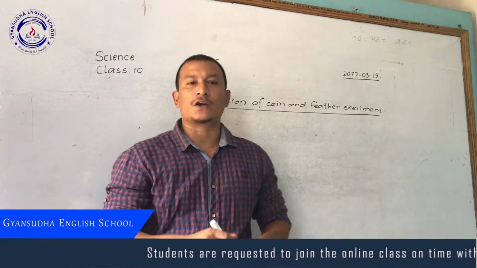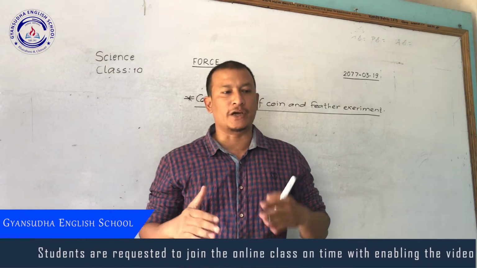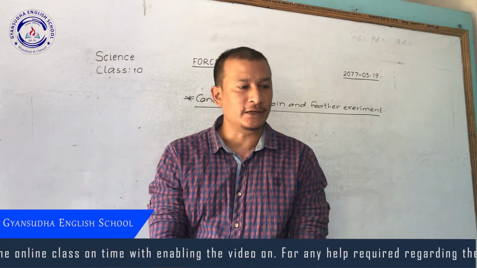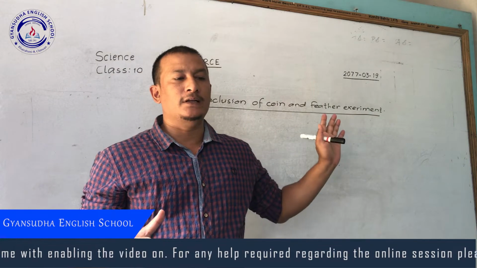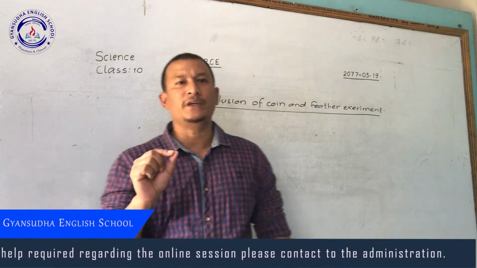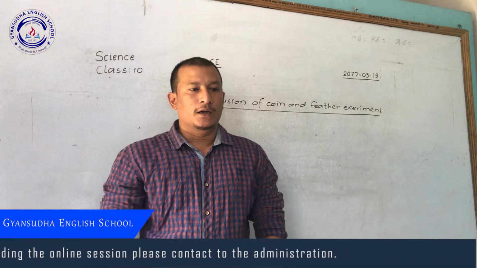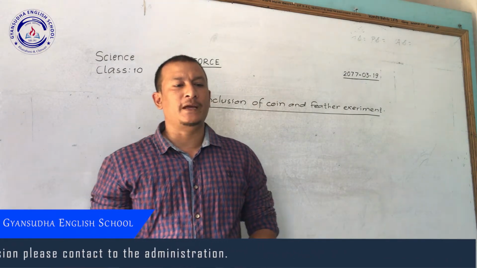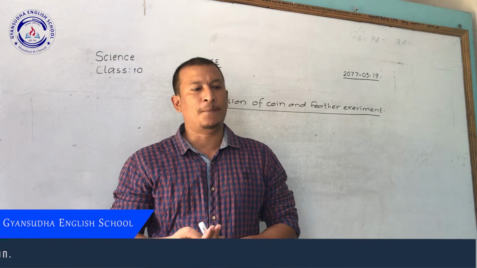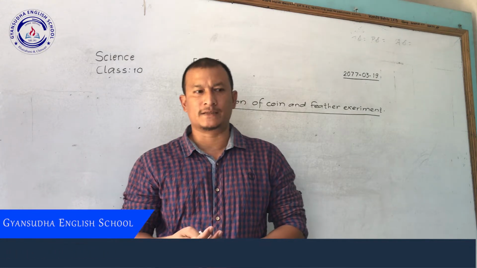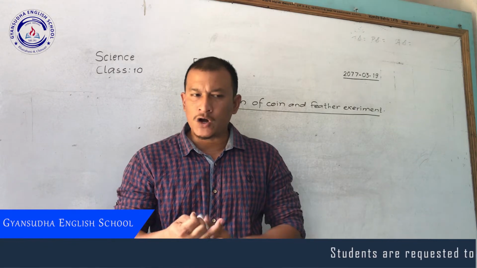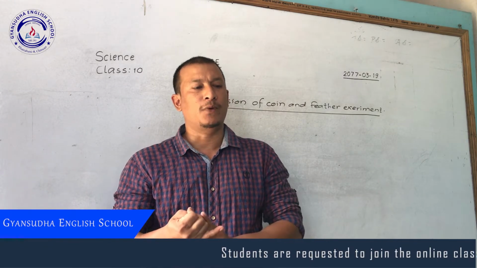Today I am going for the conclusion of the coin and feather experiment theoretically, by the lecture method, and next time I will give you the idea with the help of the figure. Listen to me carefully. For the coin and feather experiment, we need some apparatus, some materials. They are a feather, a coin, a long tube, and a vacuum pump.